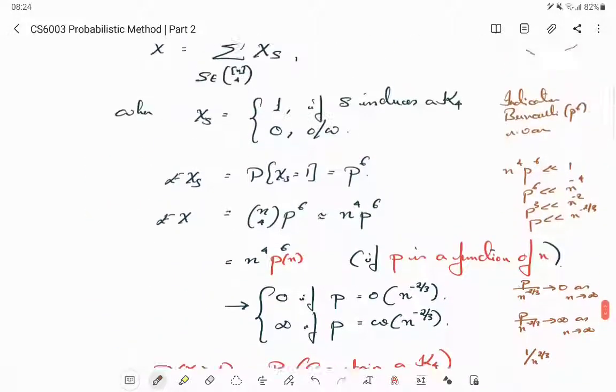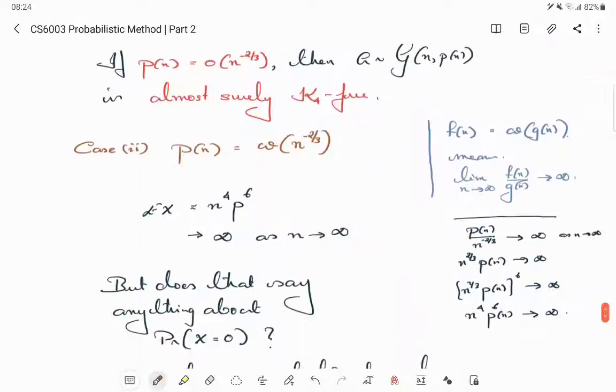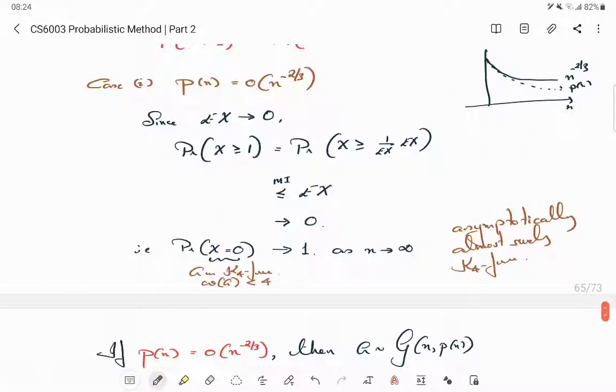By the way, here we started off with a particular G(n,p), but when you take the limit that n tends to infinity, we are no more talking about a particular random experiment. We are talking about a sequence of random experiments with n increasing each time, and we are saying that in this sequence, the probability that G contains a copy of K4 tends to 0, provided P is little o of n to the power minus 2 by 3.